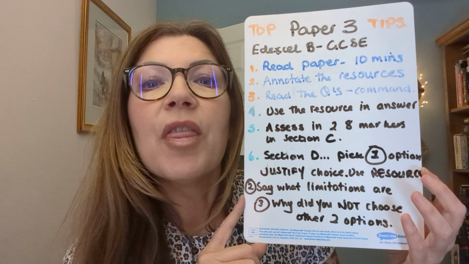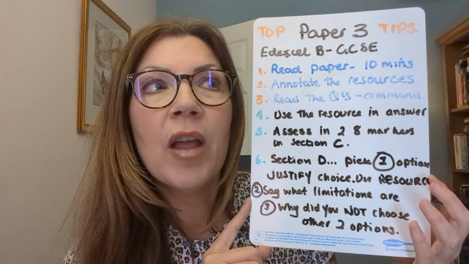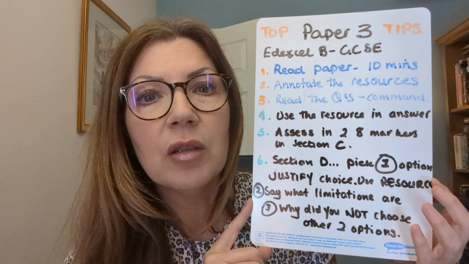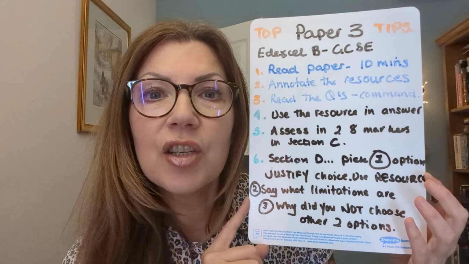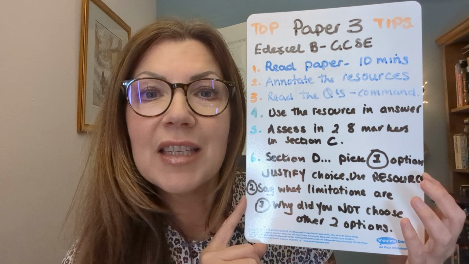Next, you need to come up with the limitations of that option. It's the one that you've picked, but there will be limitations to it. What's the problem with it? Okay, so come up with a limitation to that option. And thirdly, your third section is you have to tell the examiner why you didn't pick the other two. You have to say that.